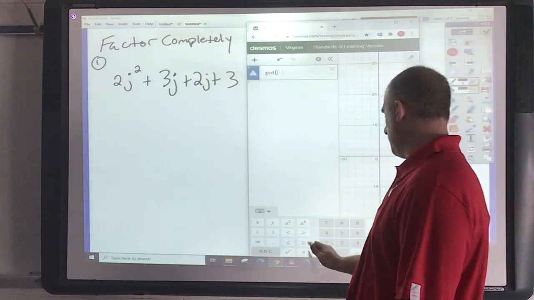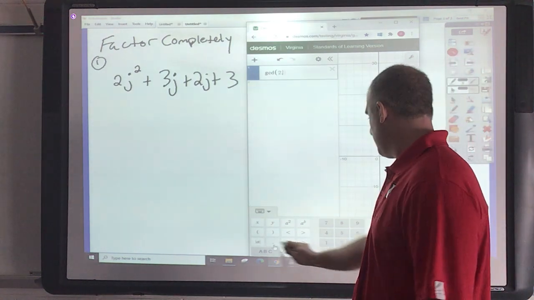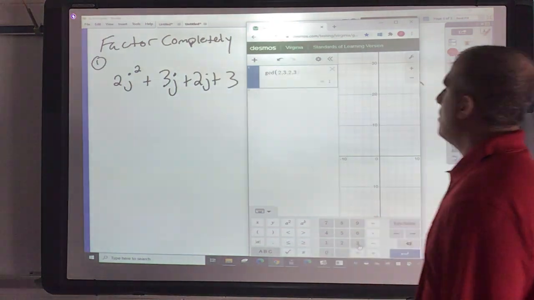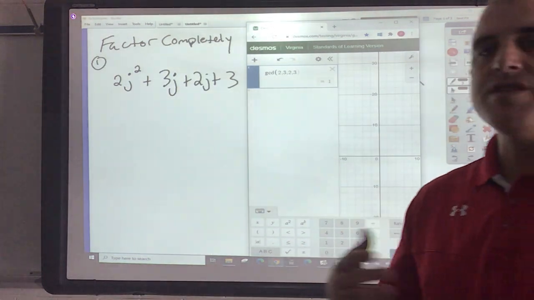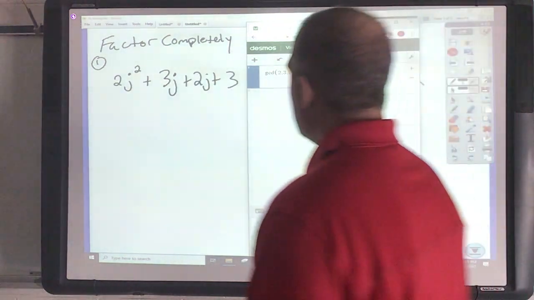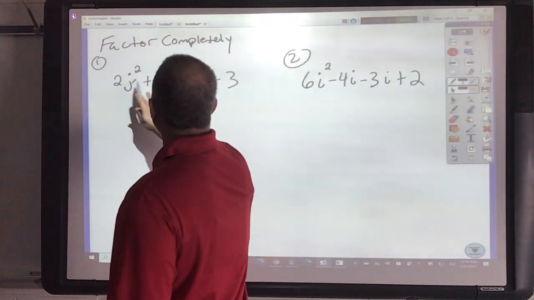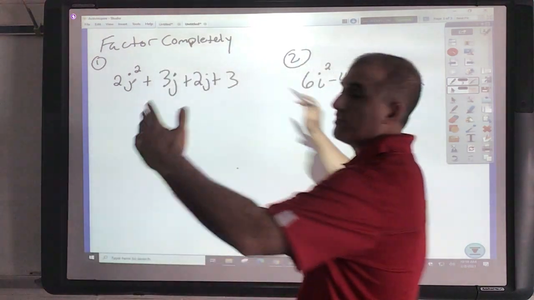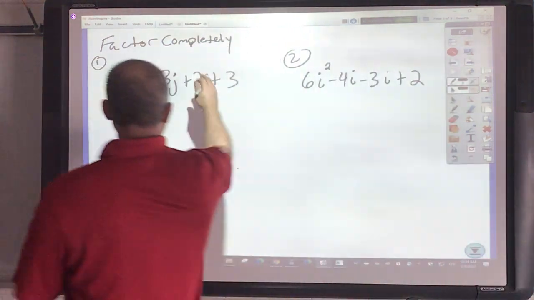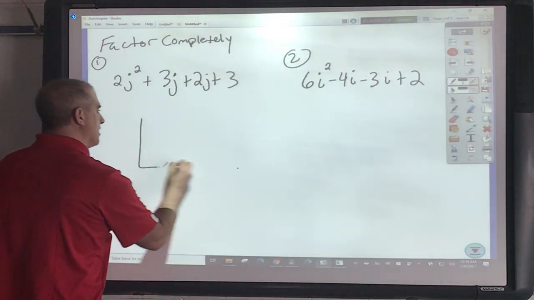Okay. So like 2, all right, 3, 2, and 3. Now, when you get 1, that means there's nothing that you can take out, because dividing by 1, it's all going to be the same. Now, this one has a J, this one has a J, this one does not. So there's no GCF here. Okay? Now, to factor with 4 terms, we make a box.